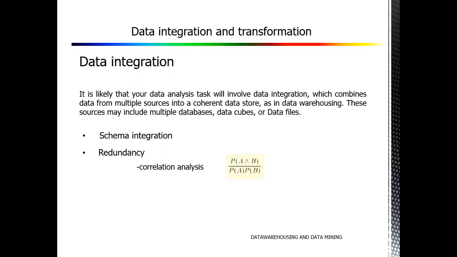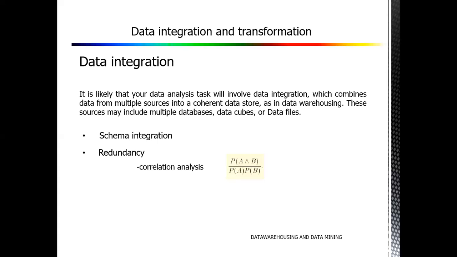That data can be combined from multiple sources into a data store, as in data warehousing. What warehousing is, as we already discussed, is a repository where we can store heterogeneous types of data from multiple sources, that too in huge amounts. The sources can be multiple databases, data cubes, data files, flat files, any type of data we can integrate. But there are some conditions for that you have to remember for this topic, and that is the main part.